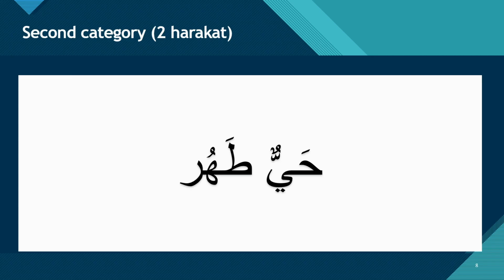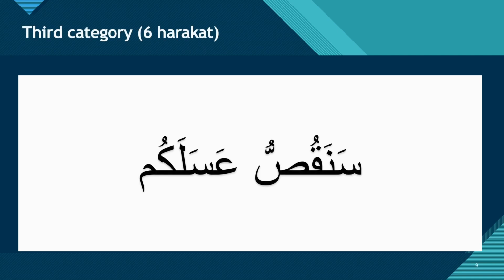Ha, ya, ta, ha, ra. These letters are increased only 2 harakat, these 5 ones. As for the rest of the letters, they are 6 harakat, which are combined in the sentence سنقص عسلكم. So the letters in this sentence, you increase 6 harakat.